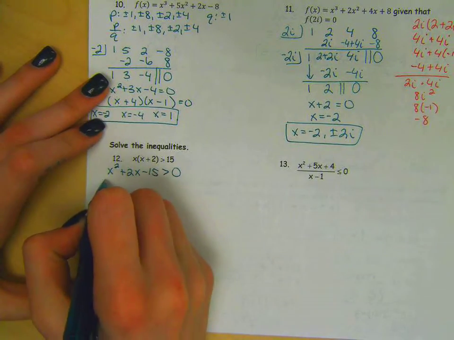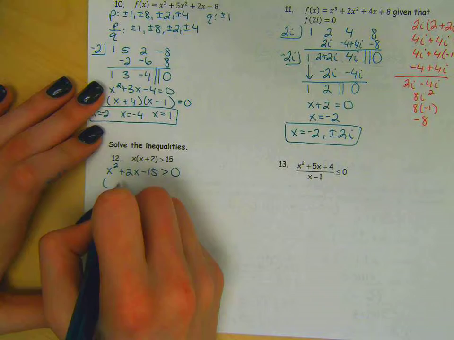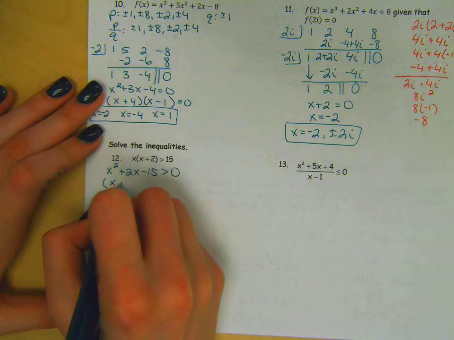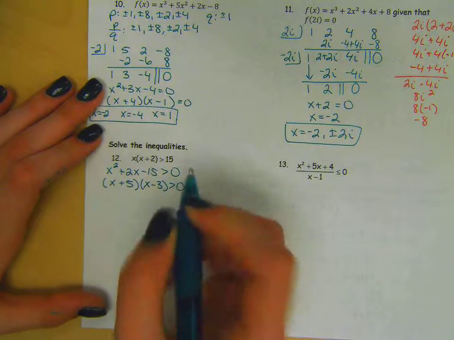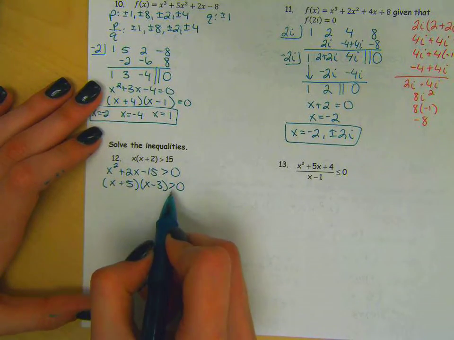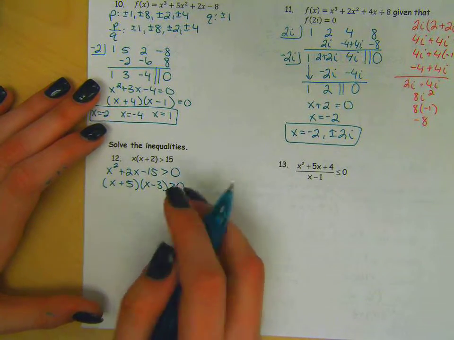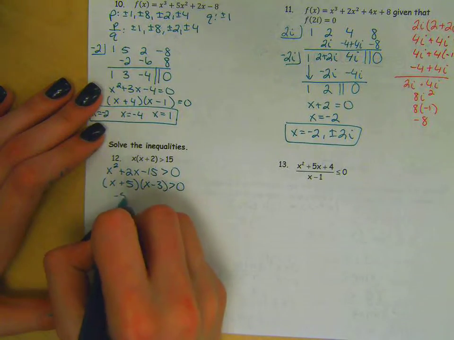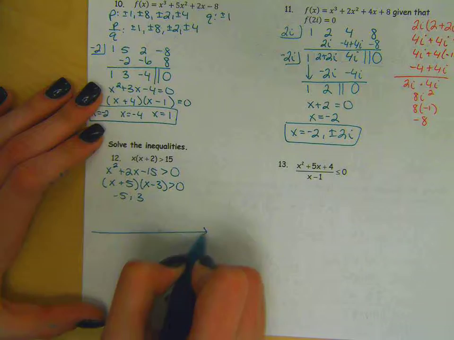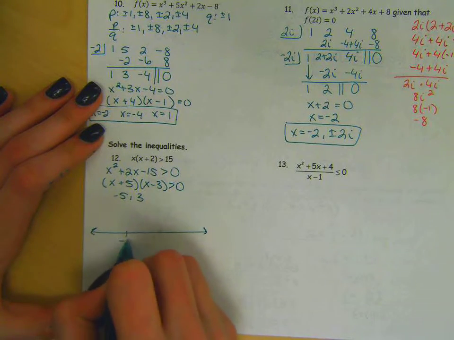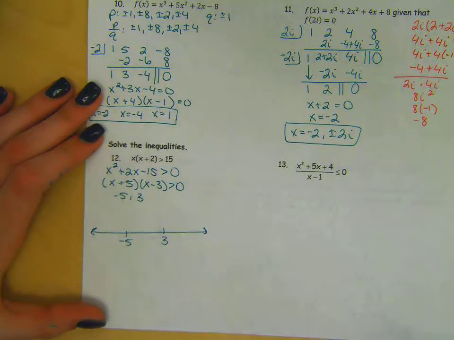So I've got x squared plus 2x minus 15. This can be factored as x plus 5 and x minus 3. So I don't truly have a 0 because it's not equal to 0. It's going to be greater than 0. But my key points are negative 5 and positive 3. So those are the values that I'm going to use on my sign chart. So at negative 5 and at 3.